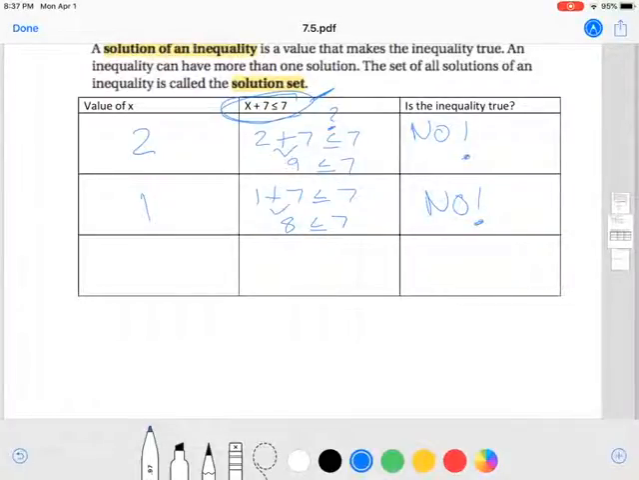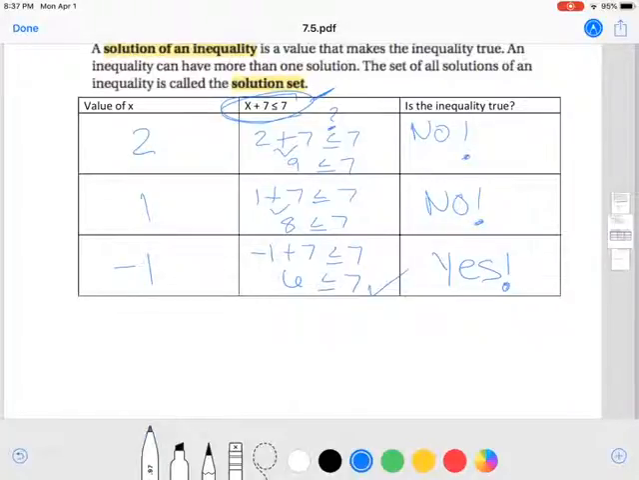So we're getting closer. Let's try -1. So -1 plus 7, is this less than or equal to 7? Remember, whenever we're adding a negative to a positive, we're really subtracting. So -1 plus 7 is 6. Is 6 less than or equal to 7? Yes, it is. So yes, -1 is a solution of x plus 7 is less than or equal to 7. That is a solution for this inequality.